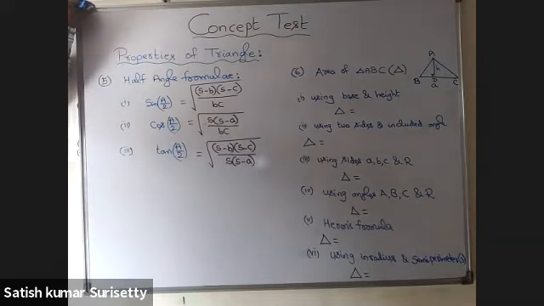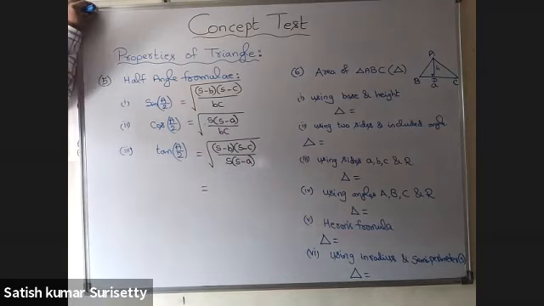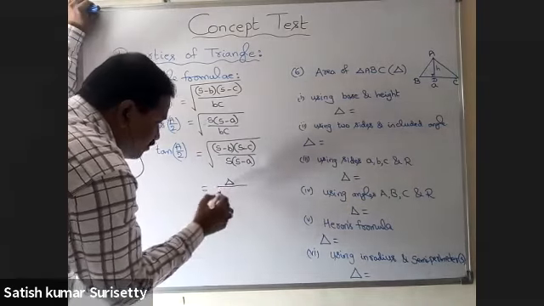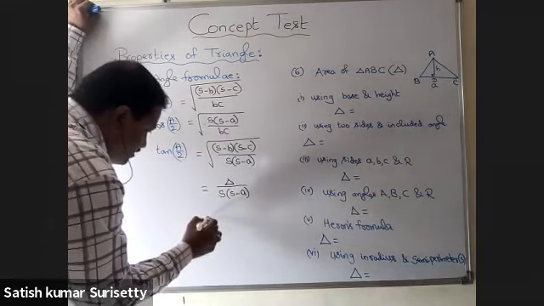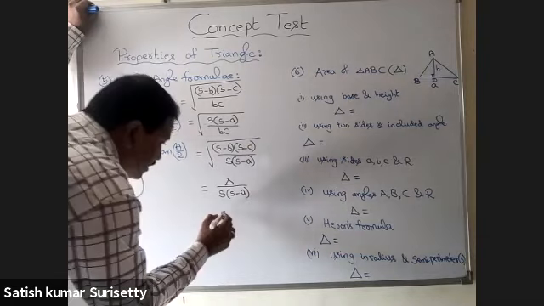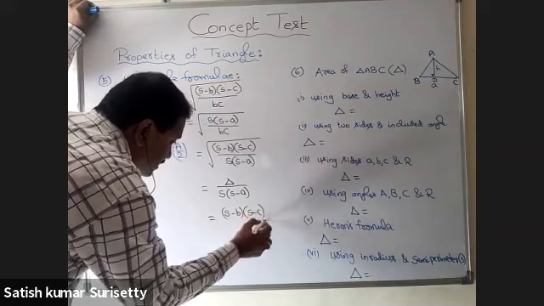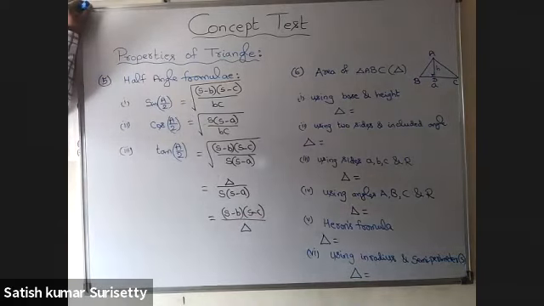In terms of area of triangle ABC also we can write this as delta upon s into (s minus a), or even you can have one more formula, (s minus b) into (s minus c) upon delta. That is using Heron's formula.